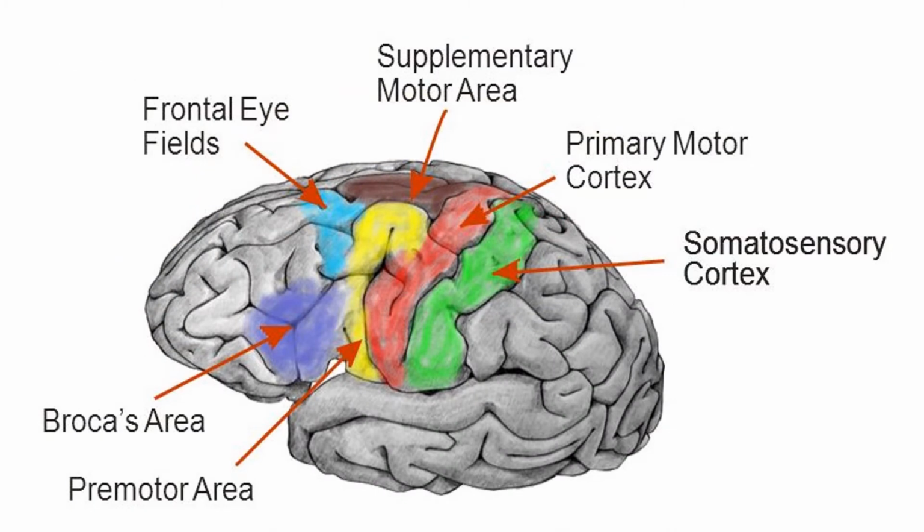In front of the primary motor cortex in the frontal lobe are the supplementary motor area and the premotor area. These are areas of the brain that help plan motor movements, that is, moving your body around. You also have the frontal eye fields there. And then also in the frontal lobe is Broca's area, which is a language area that helps you speak and helps you use grammar. Behind the frontal lobe is the somatosensory cortex. That's in the parietal lobe. We'll get to that in a minute.